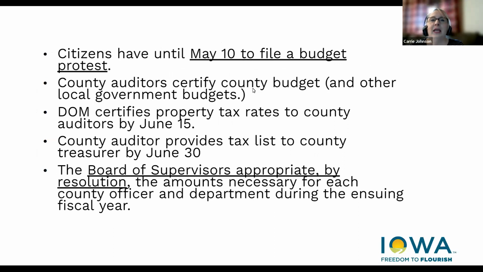County auditors certify county budgets. They actually certify all of the local government budgets, but they have to complete that process, and they do that during May and early June. Department of Management then certifies the property tax rates back out to the county auditors by June 15th. And then the county auditor provides that tax list to the county treasurer by June 30th so they can prepare tax statements.